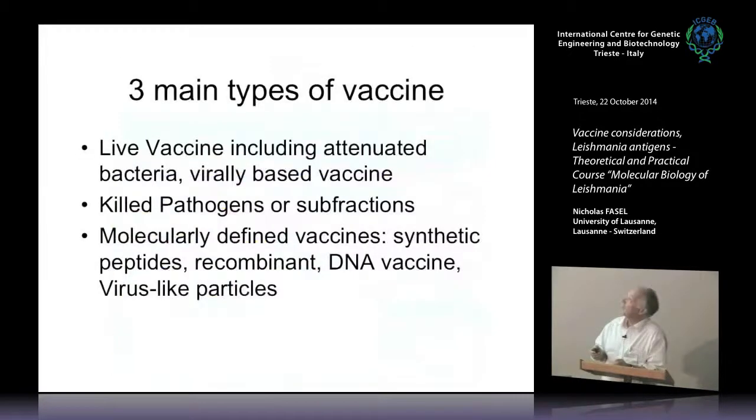Okay, so we can classify simply three types of vaccine. You have live vaccines, including attenuated bacteria or virally based vaccine, killed pathogens or subfractions, or molecular, very well-defined vaccine like synthetic peptides, recombinant DNA vaccine, virus-like particles, VLPs.